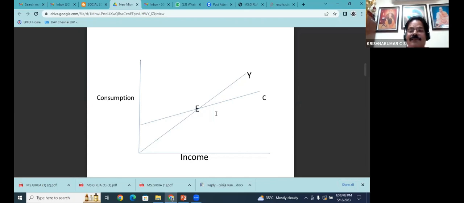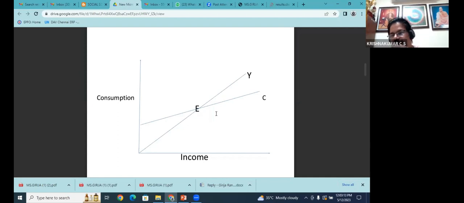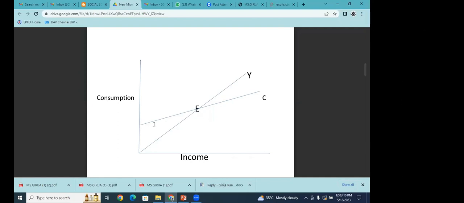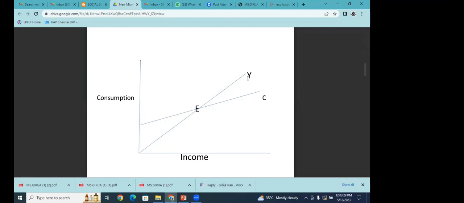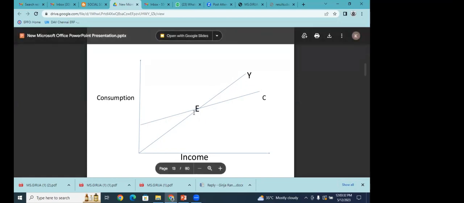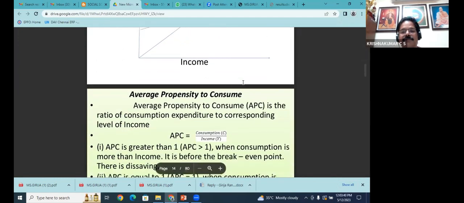Before E, what is the condition actually? Consumption is more than income. So there will be negative saving. Am I right? Yes, sir. So this area actually shows negative saving. But after E, income is greater than consumption. So this is actually what we call saving. So till point E, there is dissaving or negative saving. After point E, we find the saving actually. So the diagram can be discussed.